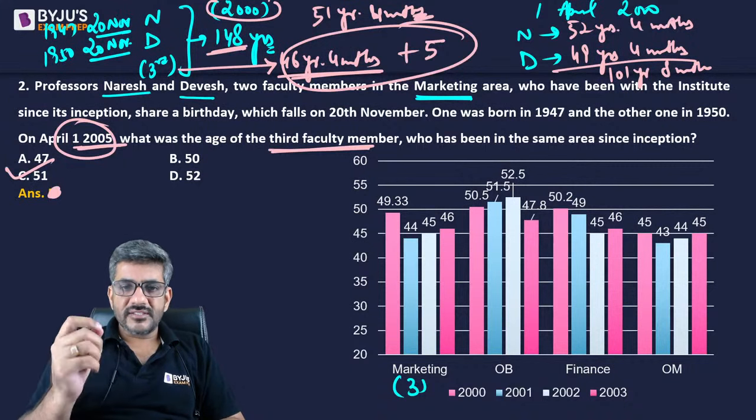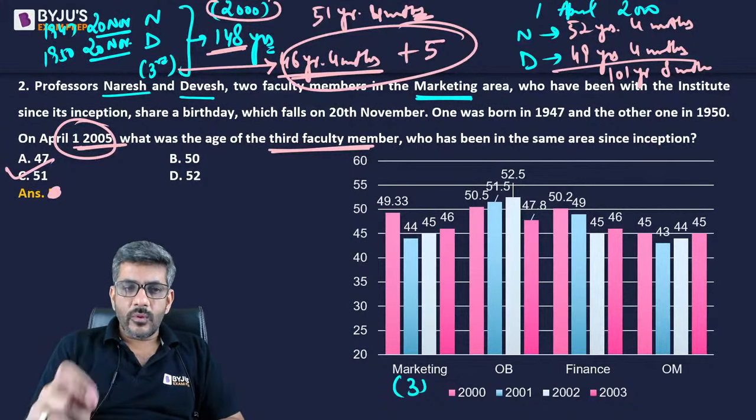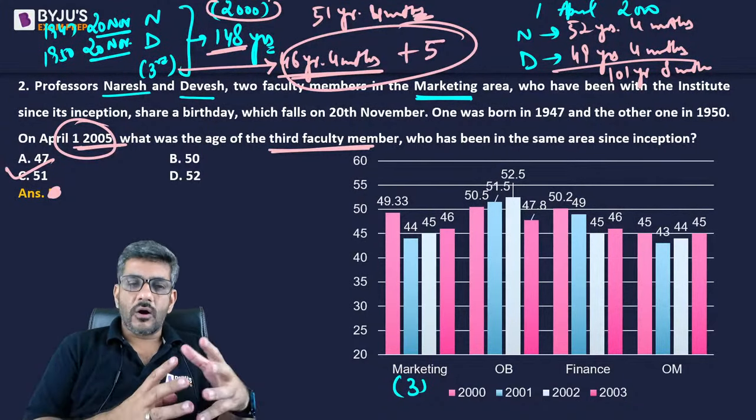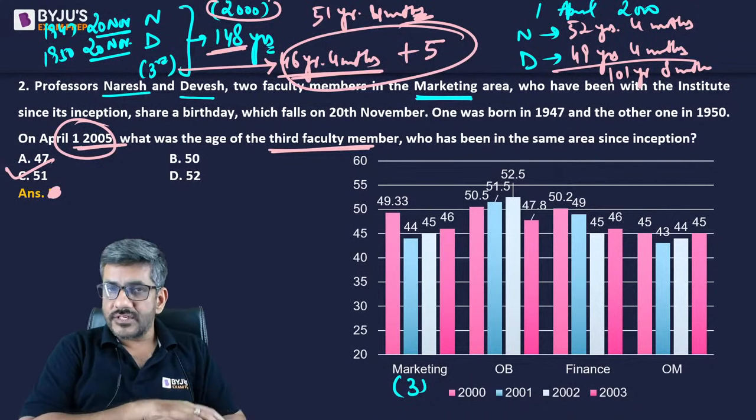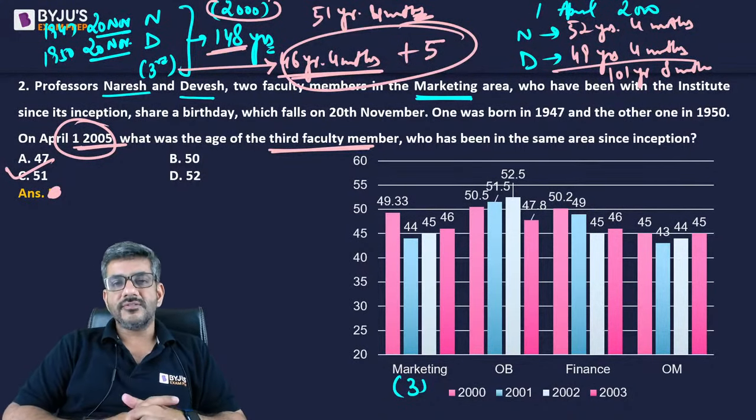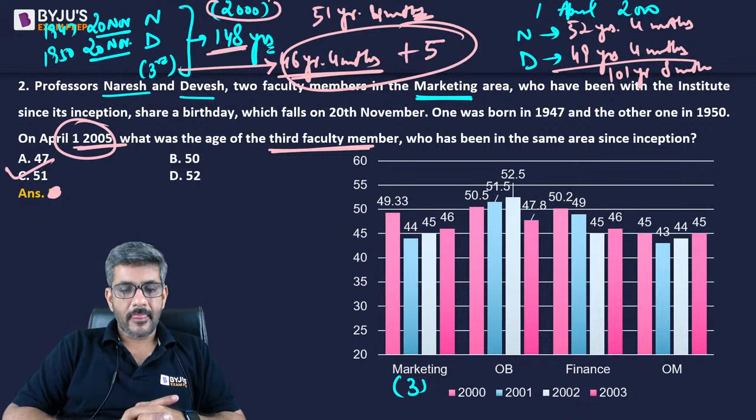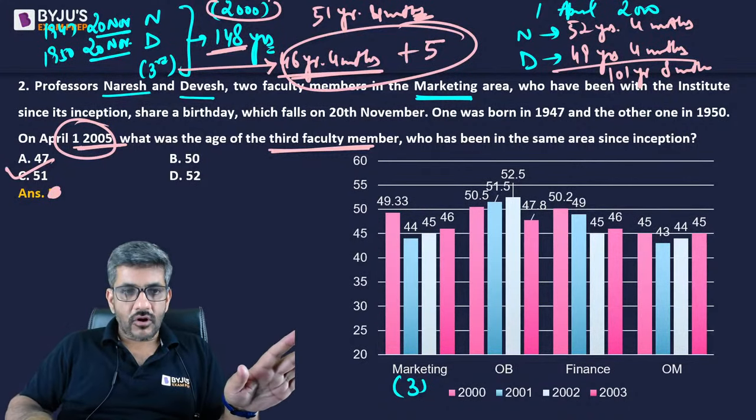The exact age of this person was 51 years 4 months, and if I round it off it would become 51, not 52. So the correct answer for this question should have been 51 only. I am assuming that this is understood to all.